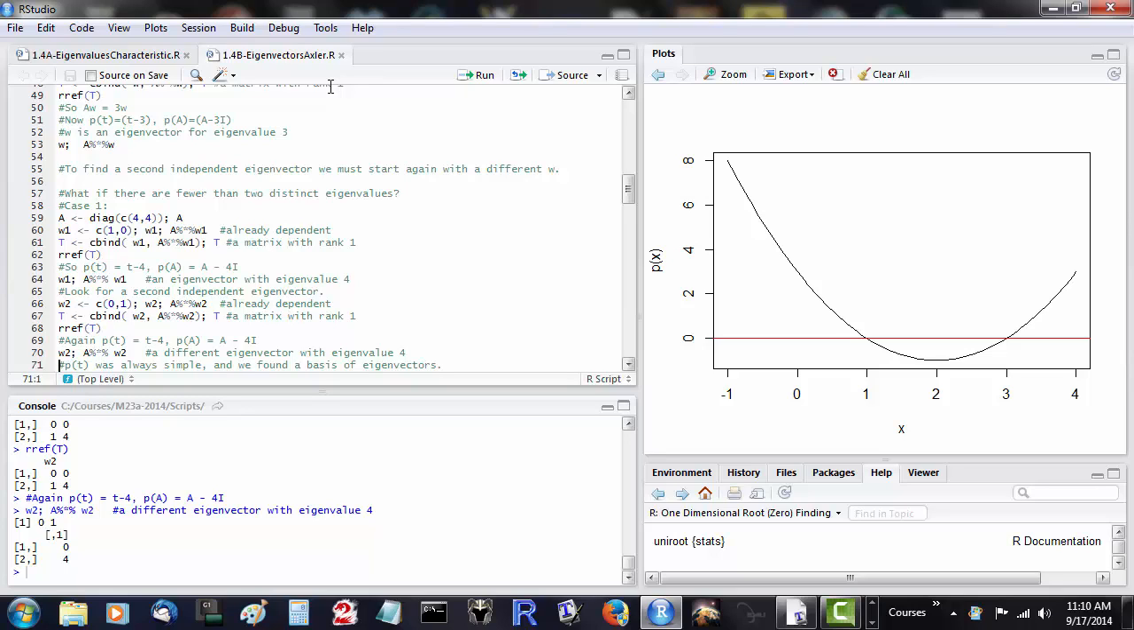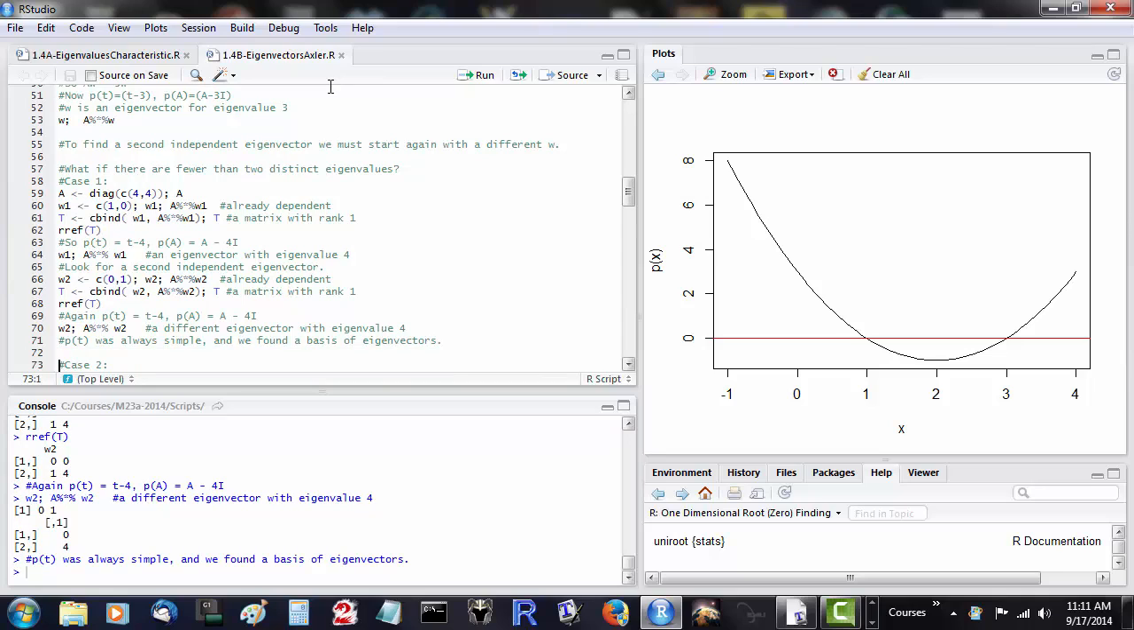We found the two standard basis vectors are eigenvectors. To summarize what happened here, for either choice of W, the polynomial P of T was simple. It had no repeated factors, and we found a basis of eigenvectors. And notice in this case, the characteristic polynomial is equal to A minus 4I squared, or as a function of t, t minus 4 squared. So in neither case was P of t the same as the characteristic polynomial.